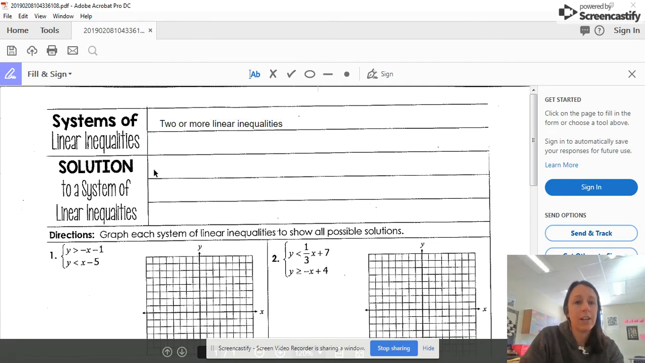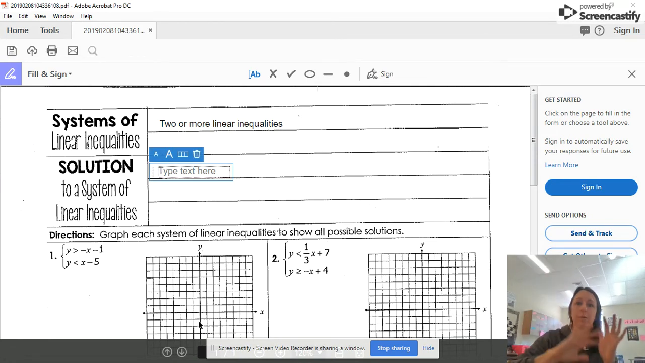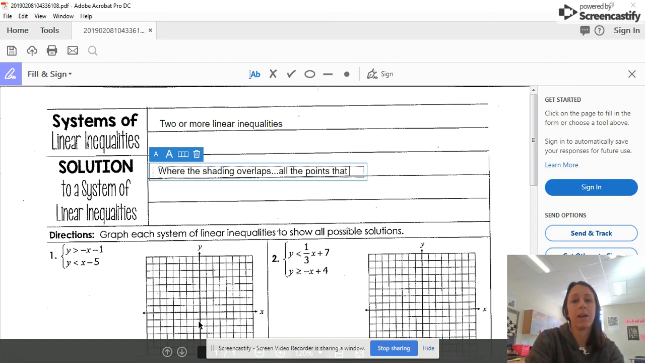So the solution to the system, remember, when we solve linear inequalities, we shade one part of the graph, but this time we're going to be graphing 2 inequalities, and one of them is going to be shaded one way, the other one's going to be shaded the other way. So the solutions are where the shading overlaps, and in that region is all the points that make both inequalities true.